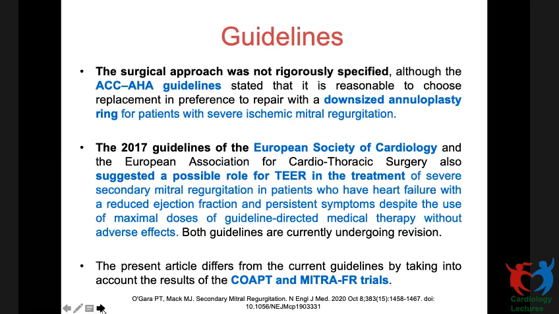The 2017 guidelines of the European Society of Cardiology also suggested a possible role of TEER in the treatment of severe secondary mitral regurgitation in patients who have heart failure with reduced ejection fraction and persistent symptoms with use of maximum doses of guideline-directed medical therapy without adverse effects. The present article differs from the current guidelines by taking into account the results of both COAPT and MITRA-FR trials.